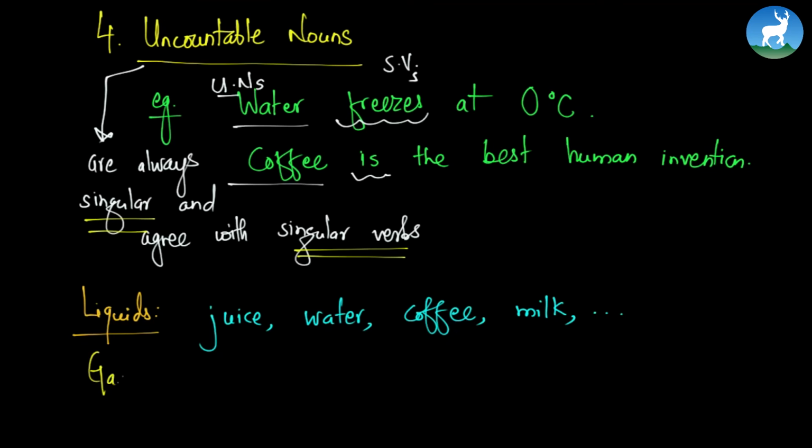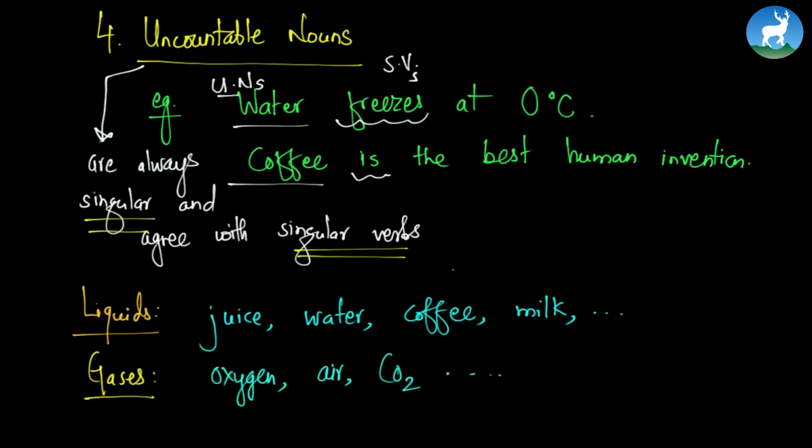Now gases. Gases are also uncountable. You cannot count gases, right? An oxygen is uncountable. So no, an oxygen. Oxygen is uncountable. Air is uncountable. Carbon dioxide is uncountable, and things like that.